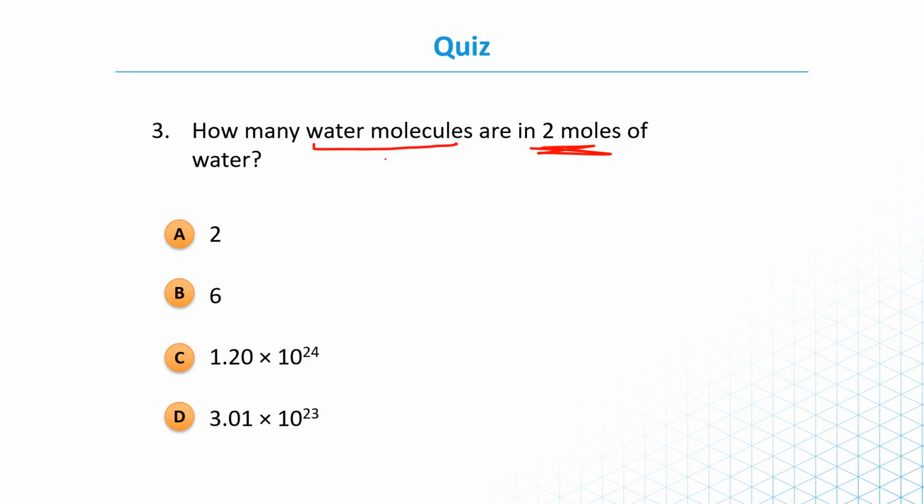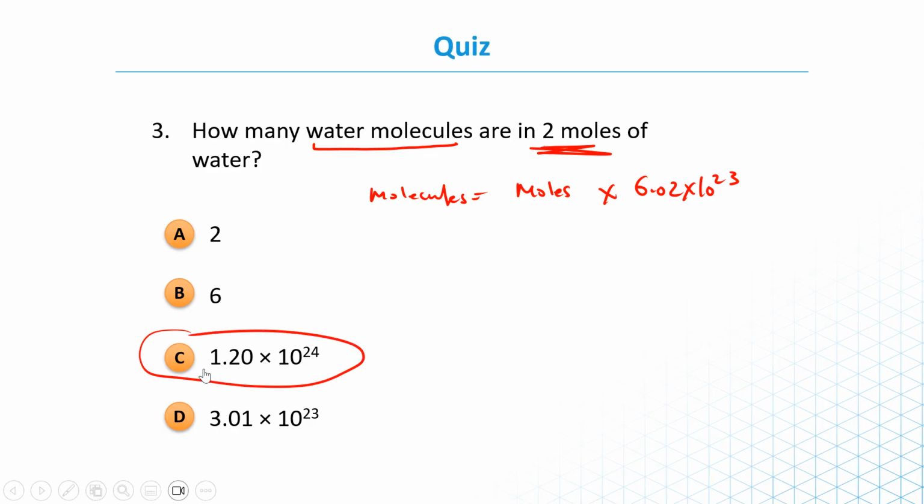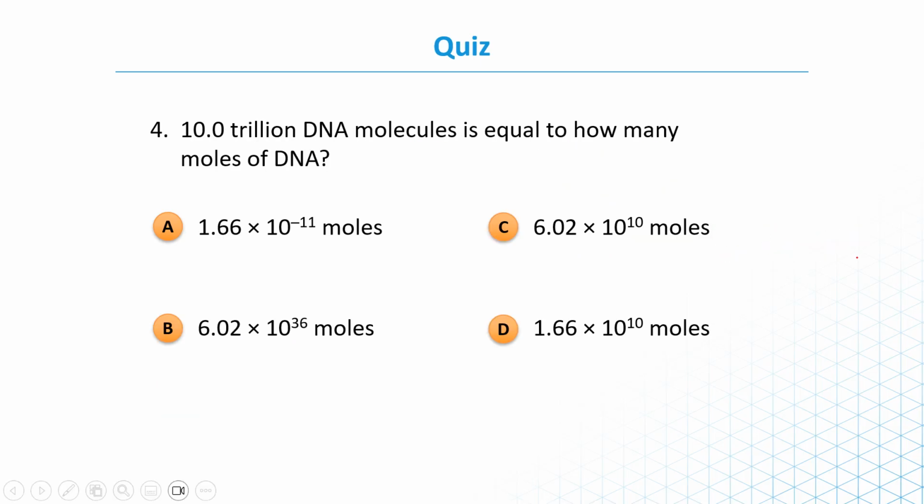So they want the water molecules, right? So molecules equals moles times 6.02 times 10 to the power 23. So you just multiply that, and it will give you this answer. It's 2 times 6.02 times 10 to the power 23, and you'll get 1.2 times 10 to the power 24.